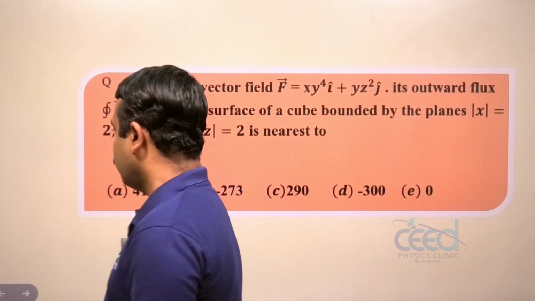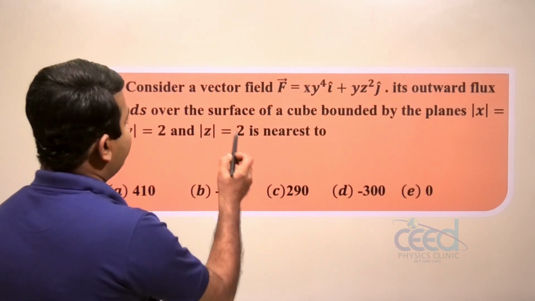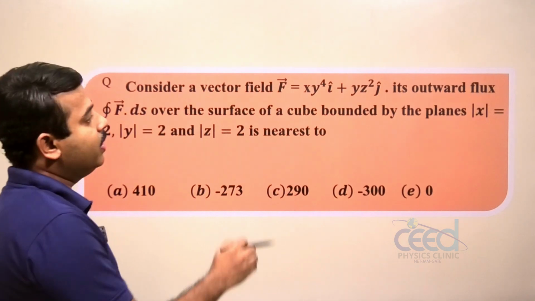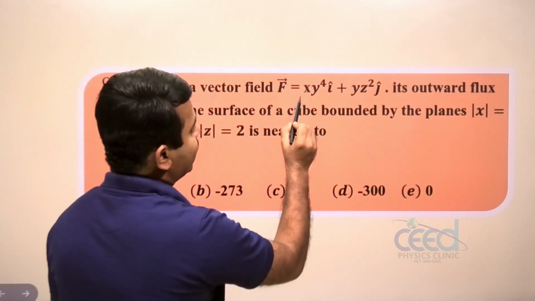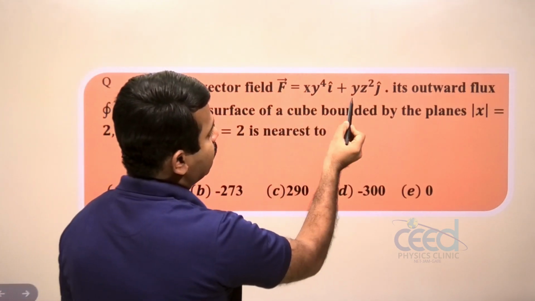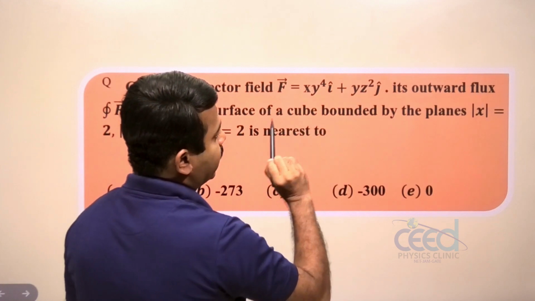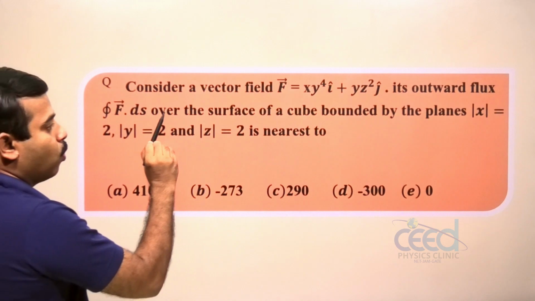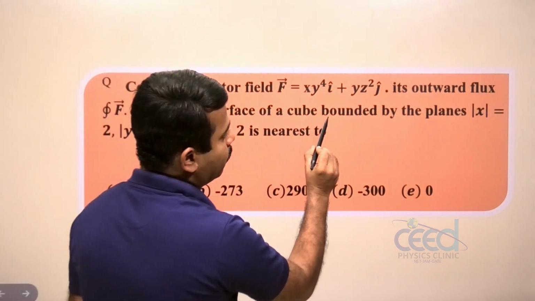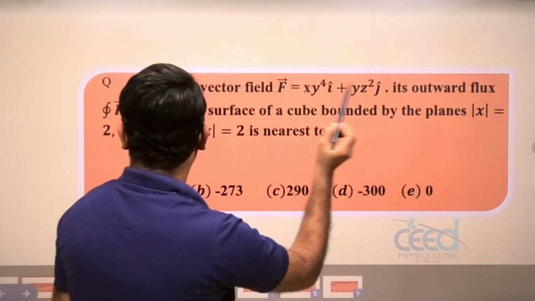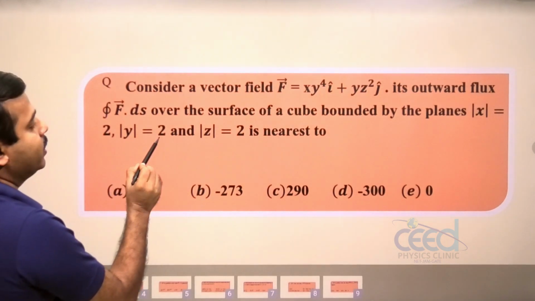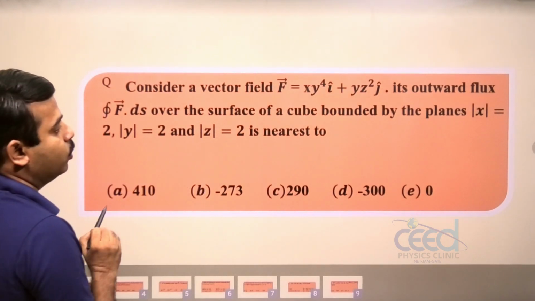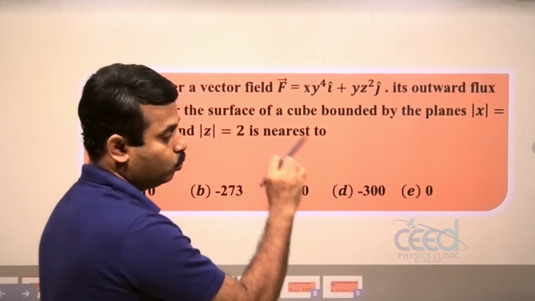See, the first problem is: consider a vector field. One vector field is given, F = xy^4 i cap + yz^2 j cap. Its outward flux, integral F dot dS, over the surface of a cube bounded by the planes |x| = 2, |y| = 2, |z| = 2, is nearest to which value?